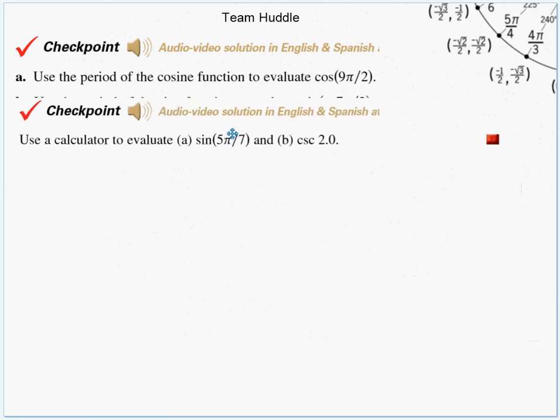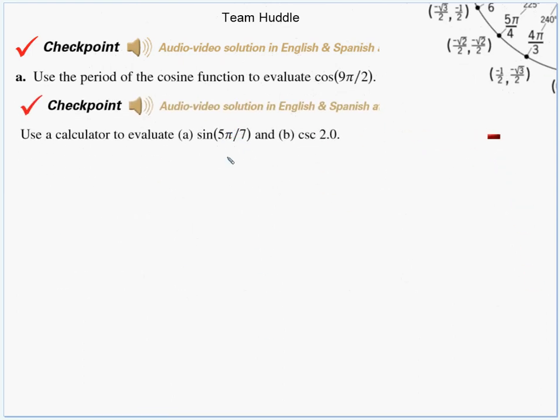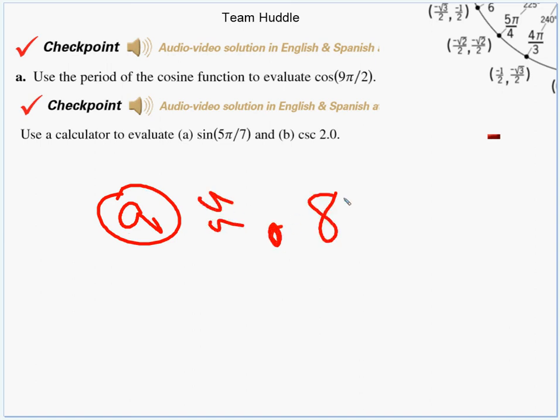Yeah. The last two here are calculator problems. The first one's not bad. 5 times pi equals, divide by 7. You hit the sine key, and you get, let's round these to 4, approximately 0.8660.